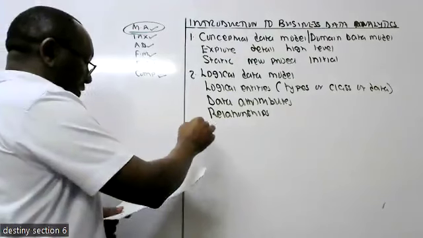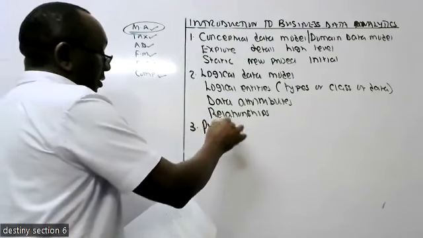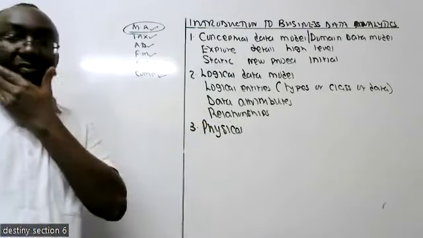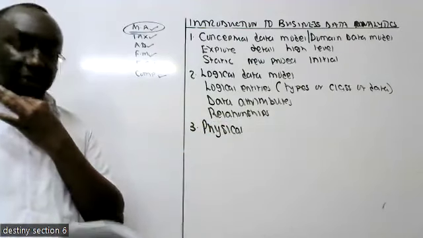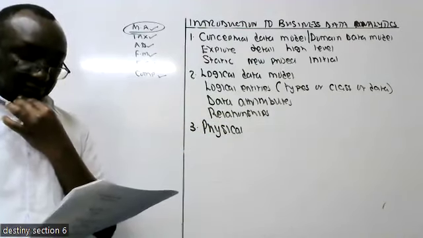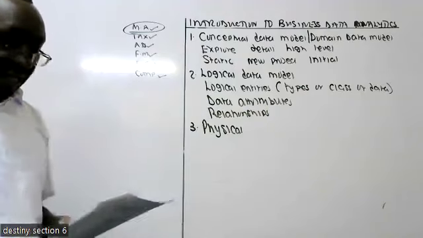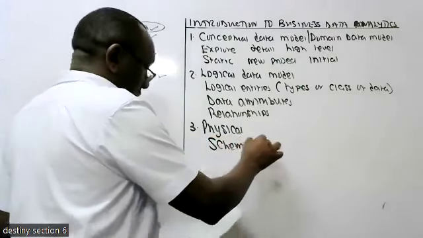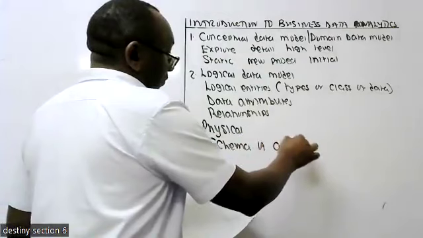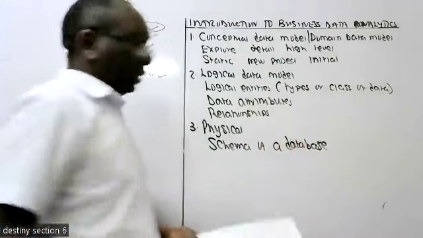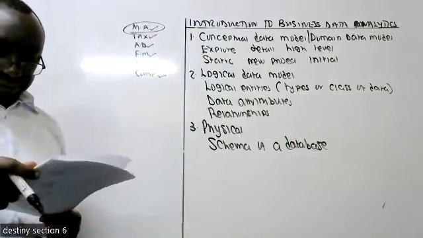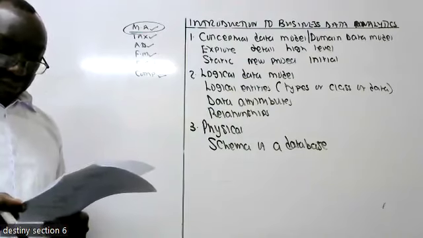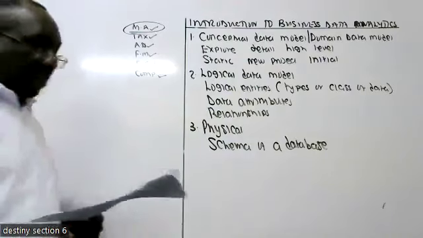Number three, it is called physical data models. These are used to design the internal schema of a database. They include the various tables.